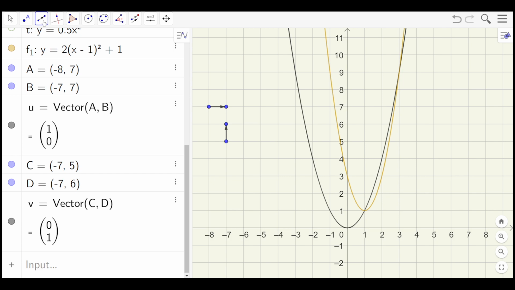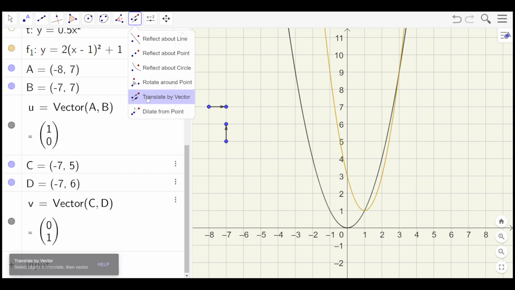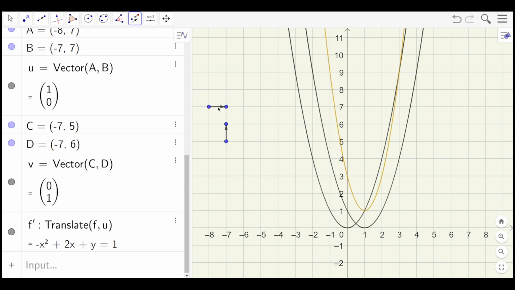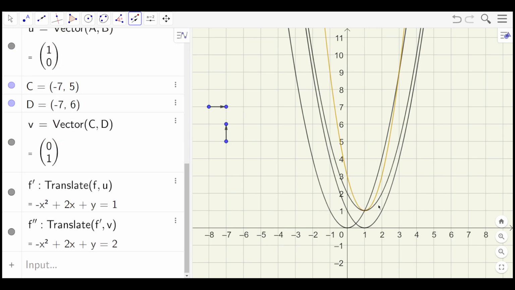Now I go to this instruction, translate, which means shift by vector. I click on this and I click on this vector. You see, the black parabola is shifted under the effect of this vector 1 unit to the right. Then I click on the same thing, but I want to shift it upward. It goes there. And then I have to multiply it by a factor of 2. It becomes a little bit narrow. So these are good things if you want to practice. You define a vector.